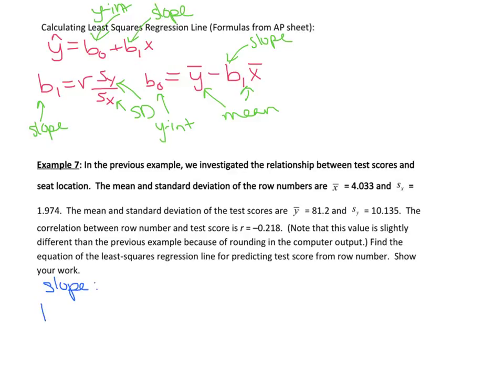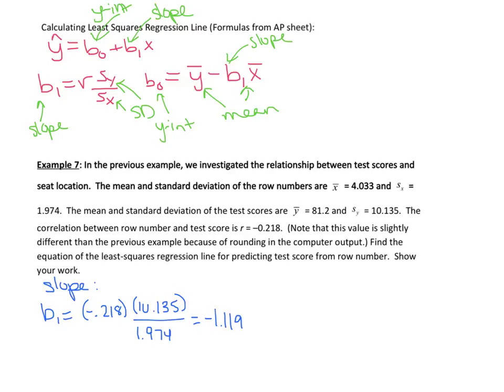And we're going to do that by using our formula, b1 equals the r, which is negative 0.218, times the standard deviation of y, which they give us as 10.135, over the standard deviation of x, which is 1.974. And if you calculate that out, you get your slope as negative 1.119. It's actually kind of close to what we had in the previous example, but sometimes the stuff that you have with computers is slightly different.